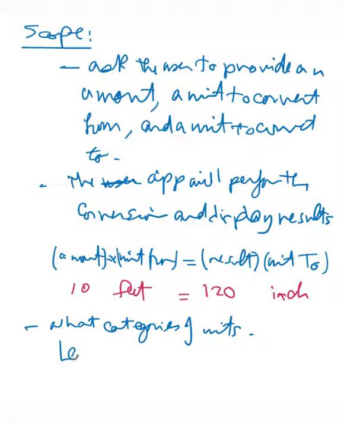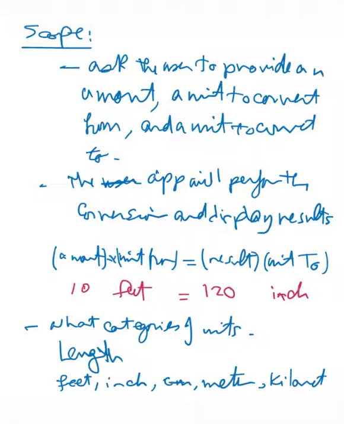And I'm going to choose the length category. So we will build our app for the length category, and inside length we're going to define the units that the app will support. So we'll say the app will support conversion among feet, inch, centimeter, meter, kilometer, maybe forget about that, mile, or you can add centimeter there or not. It's up to you. You can add any other units as well.